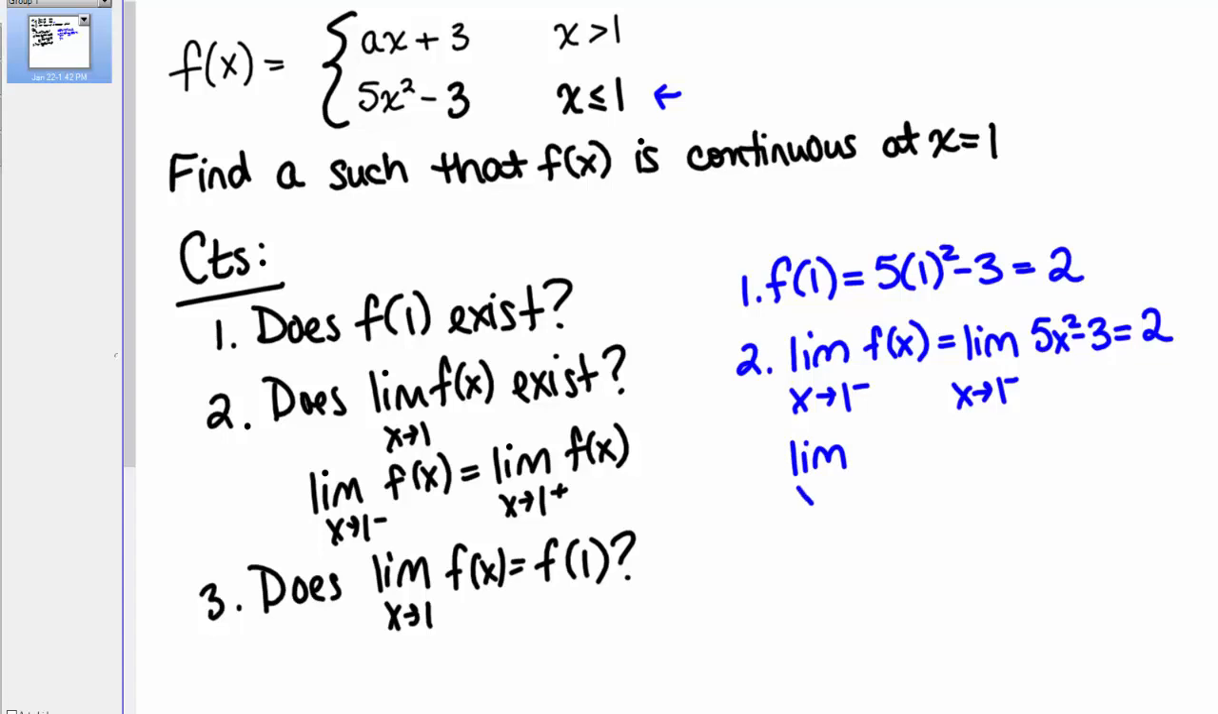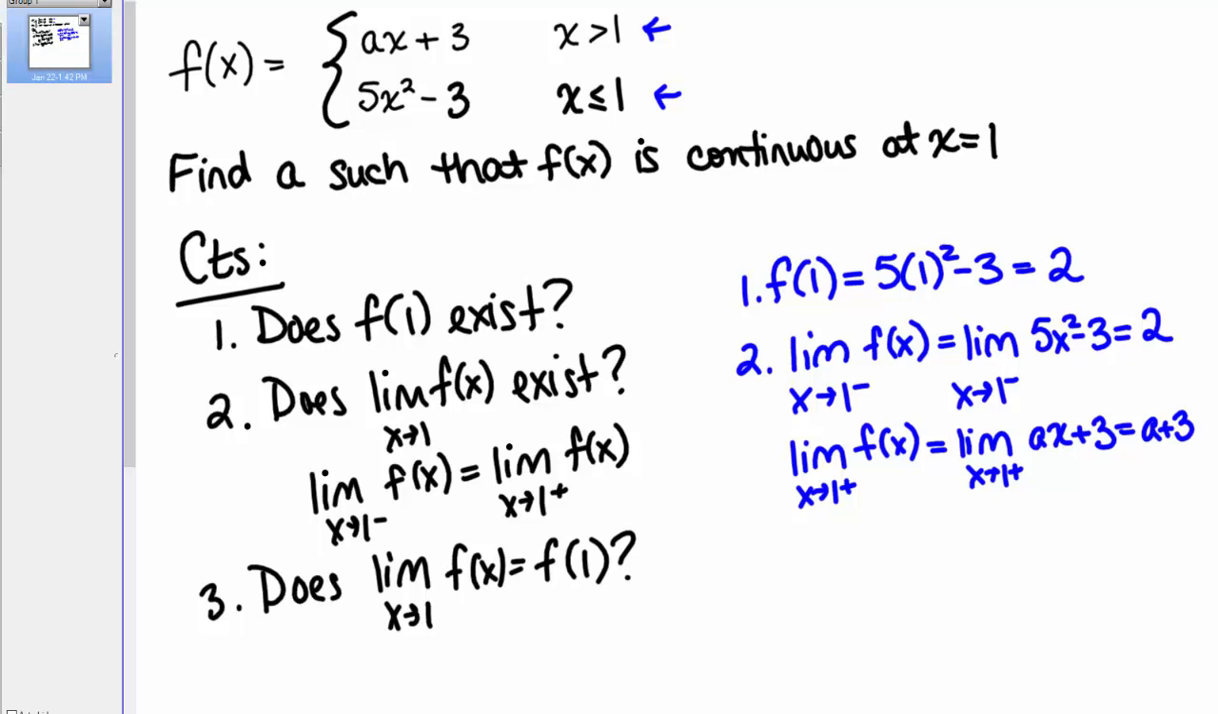The limit as x goes to 1 from the right of f of x is the limit as x goes to 1 from the right. Now we use the top function because that's where we put numbers bigger than 1. So ax plus 3. And this is also a continuous function. So we can just plug in the 1 and we get a plus 3.